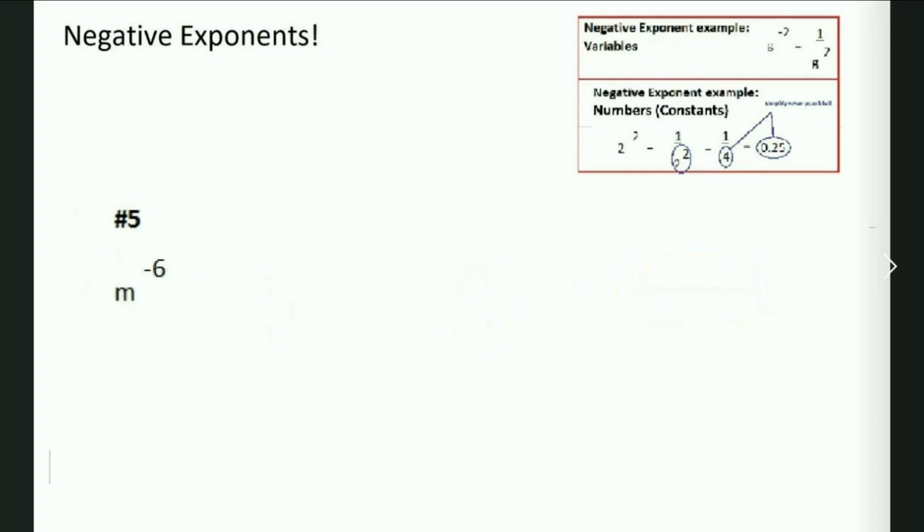Going on to number 5. We have m to the negative 6th power, and this is our first variable. The answer is very simple. It's just 1 over m to the 6th power. We can't do anything else with it because we don't know what m is.